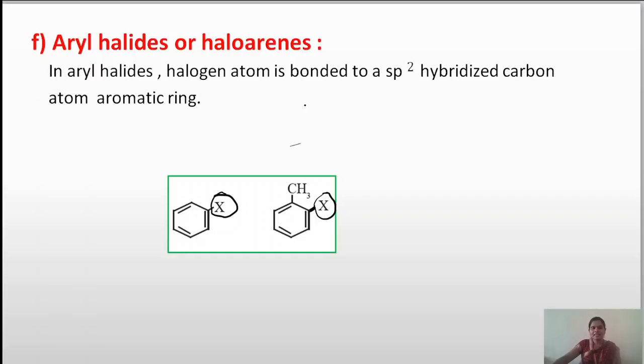In the next lecture, we will see the nomenclature of the halogen derivatives. For that, you have to revise all the rules of the nomenclature of hydrocarbons that you have studied in 11th standard. So this is for today.